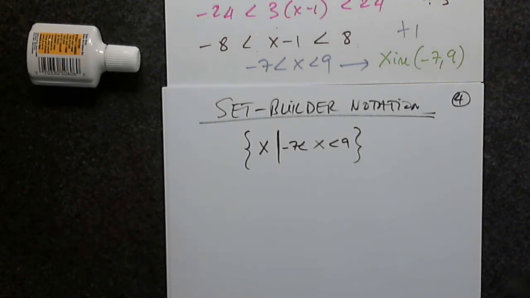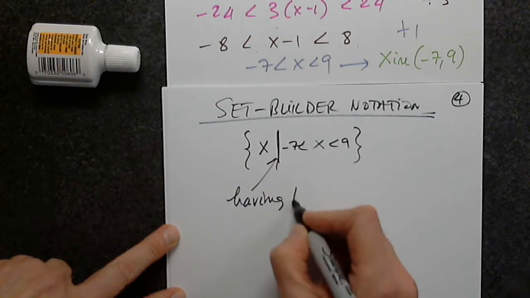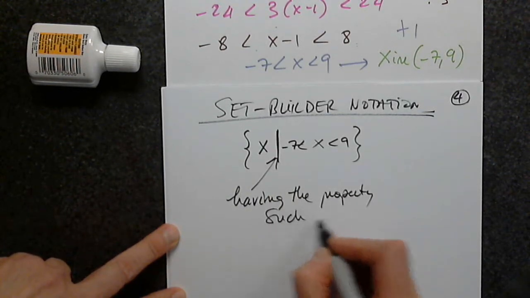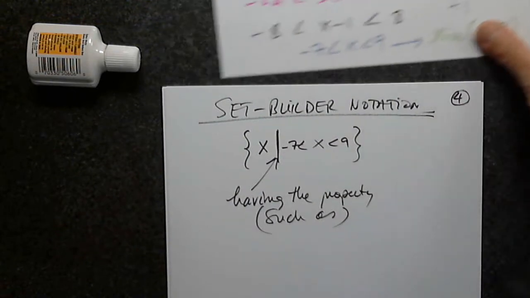How do we read this? This is a set of values of x having the property, this bar, such that, or such as, x is between -7 and 9. I don't care for this notation, but my math lab may ask you to put it in, so you know what it is. I will not ask you to do that.